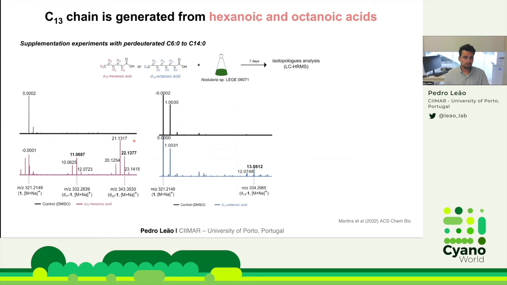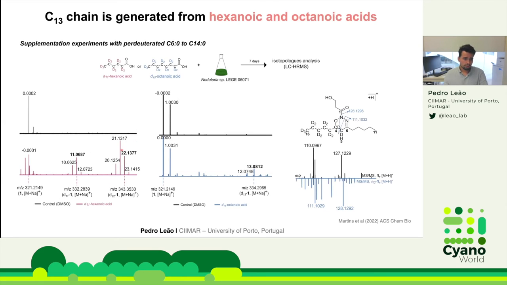That's what Teresa did. She supplemented this strain with either hexanoic acid or octanoic acid that had all protons substituted with deuterium. She saw two incorporations of C6, but when she supplemented with octanoic acid, she saw a single incorporation. In this case, for example, two deuteriums were lost, which is normal because there are reactions occurring with these fatty acids that involve loss of deuterium.